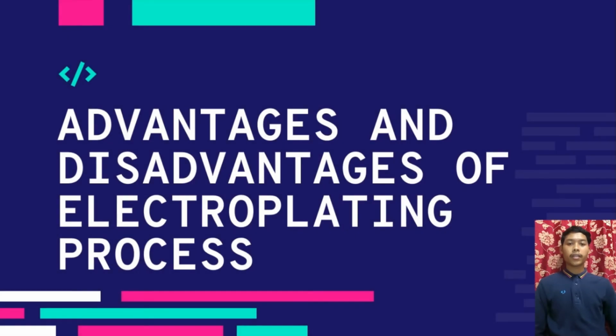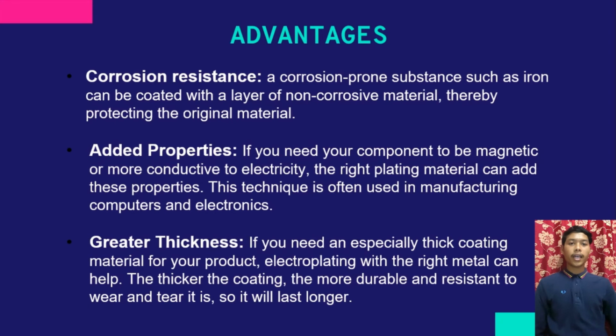Next are the advantages and disadvantages of the electroplating process. The first advantage is corrosion resistance. A corrosion-prone substance such as iron can be coated with a layer of non-corrosive material. The function is to protect the original material. Second is added property of material. If you need your component to be magnetic or more conductive to electricity, the right plating material can add these properties. This technique is often used in manufacturing computers and electronics.